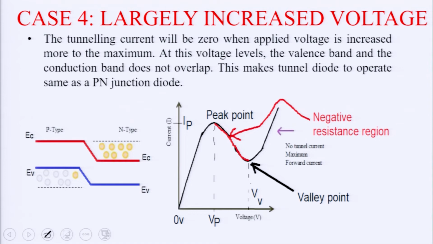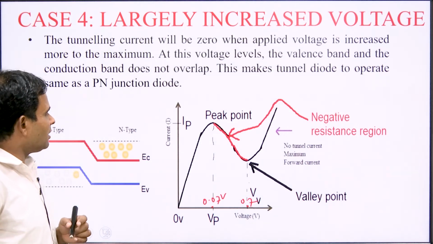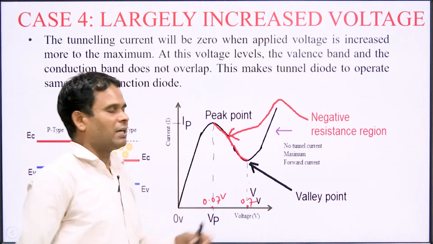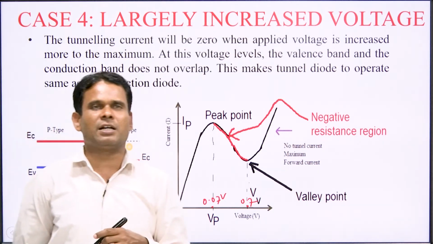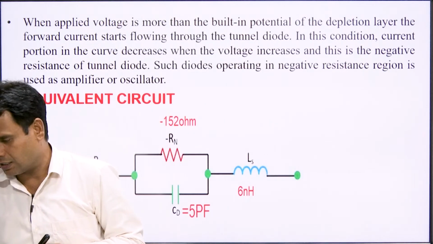If we discuss the value of the forward voltage here, basically this voltage is 0.07 volt and this voltage is 0.7 volt if the tunnel diode is made of silicon. This means the peak current is already achieved at only 0.07 volt, and between the peak point and the valley point, this is the negative resistance region. Why is this the negative resistance region? Because voltage increases but current decreases, and this negative resistance behavior is used for designing oscillator circuits.